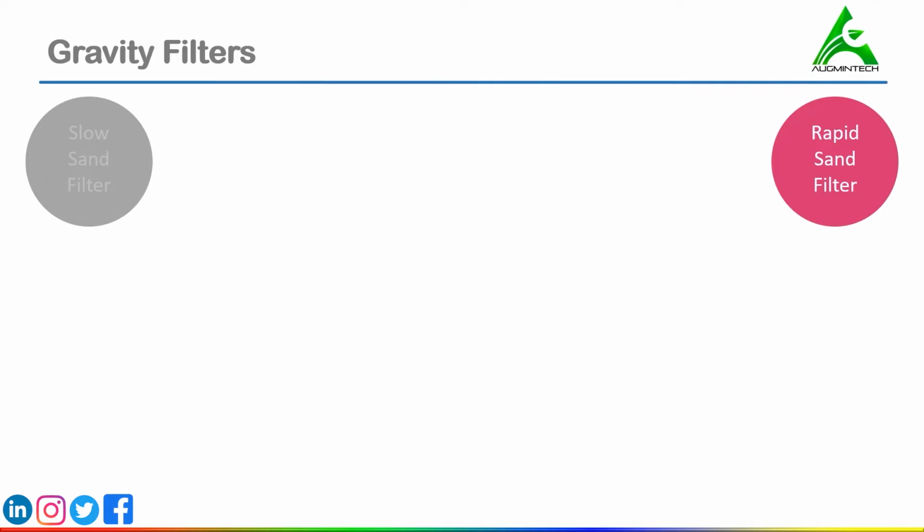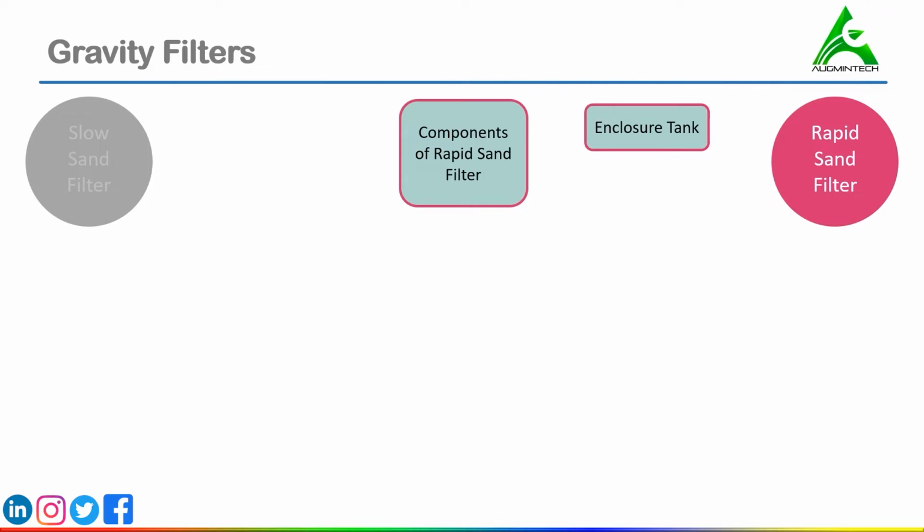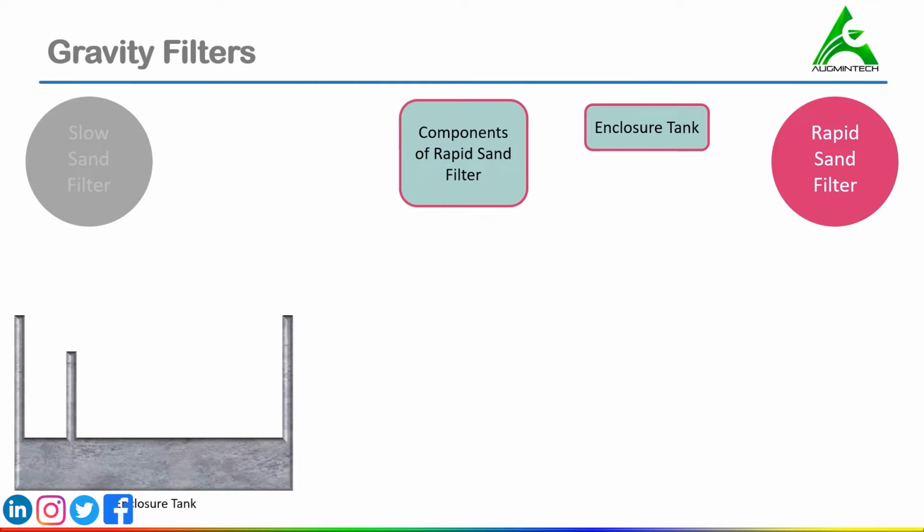Now we have the components of rapid sand filter. First we have the enclosure tank. It is an open watertight rectangular tank constructed of stone or brick masonry or concrete as shown in this picture. The depth of the tank is about 2.5 to 3.5 meter. The surface area of the tank may vary from 10 to 50 square meter. Thus, depending on the total surface area of filter required, a number of small filter units are provided. These filter units are arranged in series.